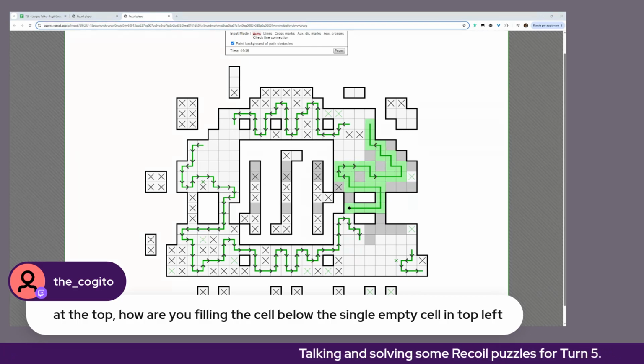On the top, how are you feeling the cell below the single empty cell in the top left?